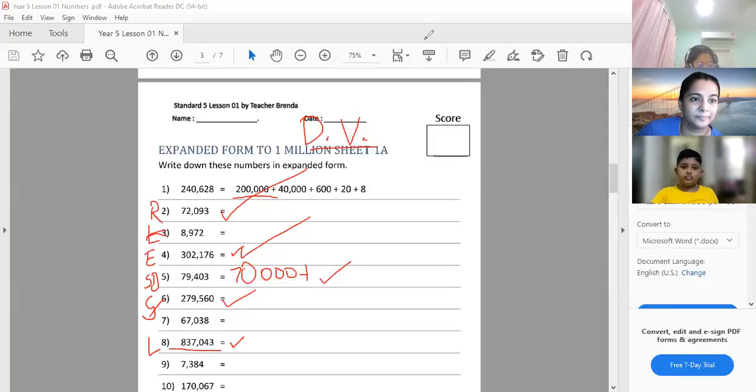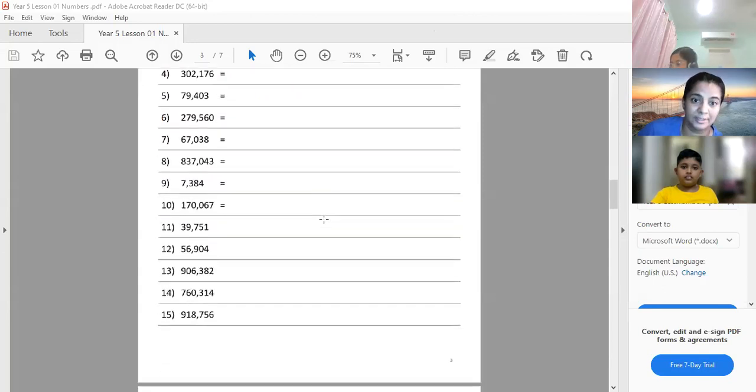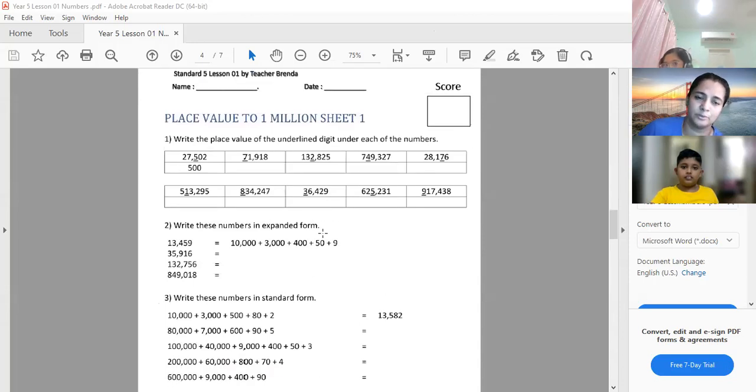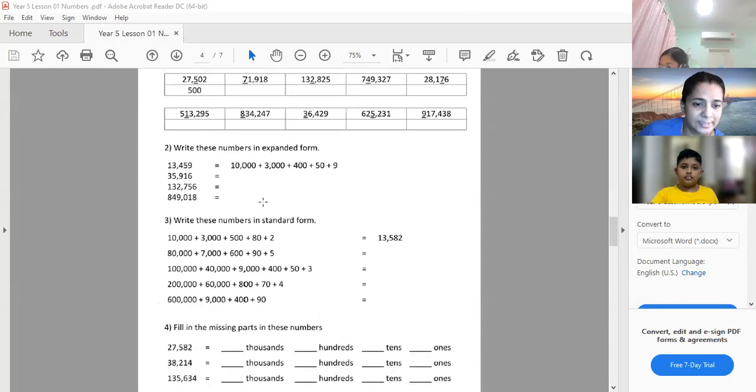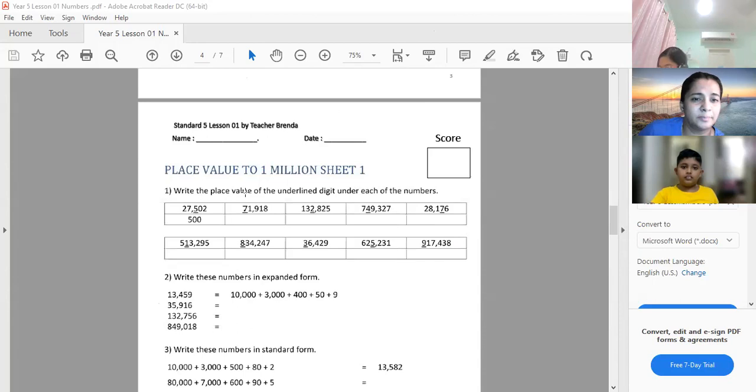Resume recording. Okay, the next thing that we will have to learn is, oh yeah, this is still again in place value. All right. Let's look at this. How are we going to do this? Now, this is page 4 in your module. Write the place value of the underlined digit under each of the numbers.